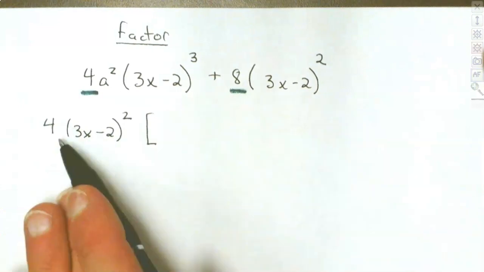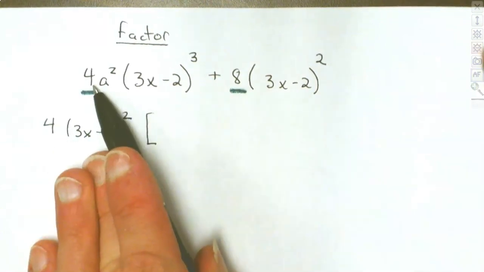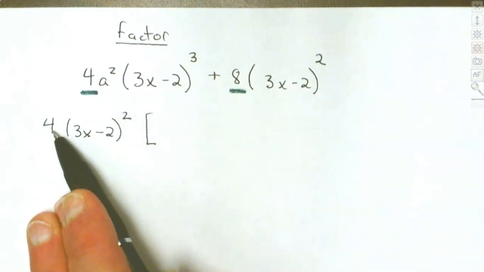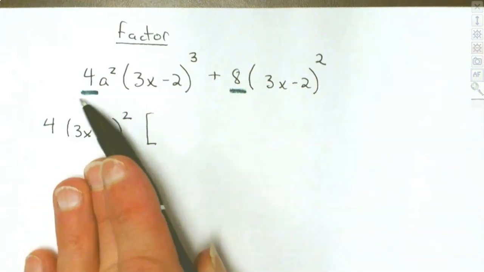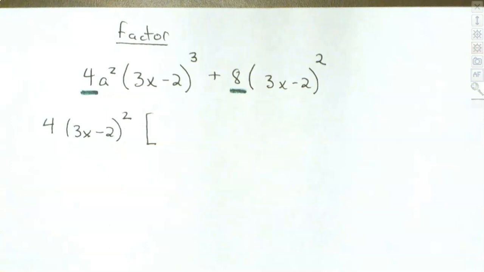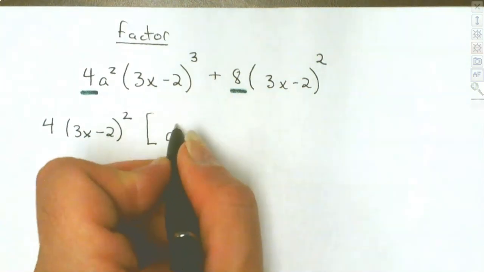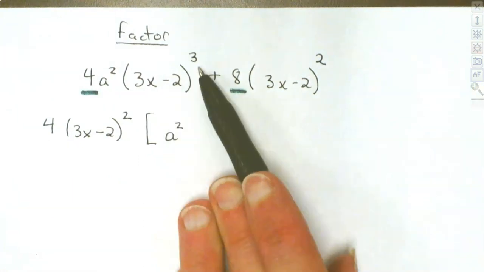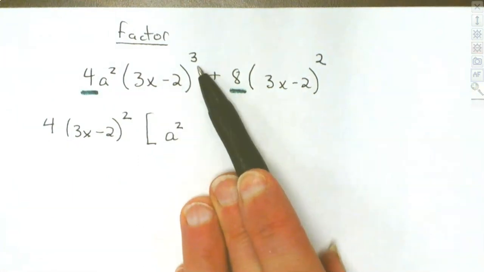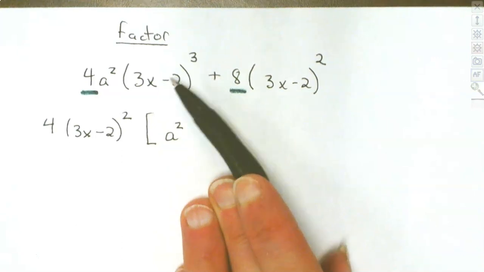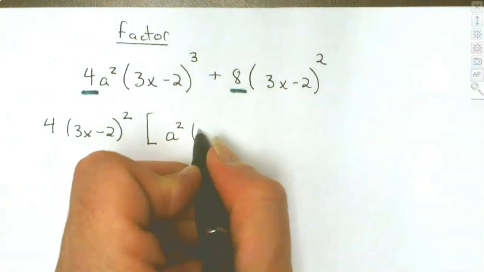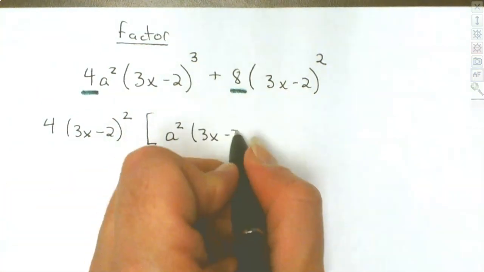So let's begin with the 4. So the 4 came out. So 4 divided by 4. 4 divided by 4 is 1. We don't write that 1, but it's there. So that came out. A squared, there's nothing else coming out with that. So that's going to leave you with an a squared. What's happening here? We've got 3 of these, of the parentheses. We're taking out 2 of them. So that leaves you then with 3x minus 2.